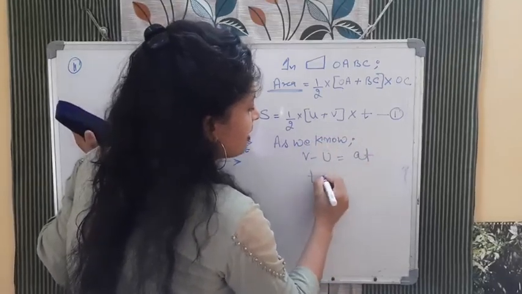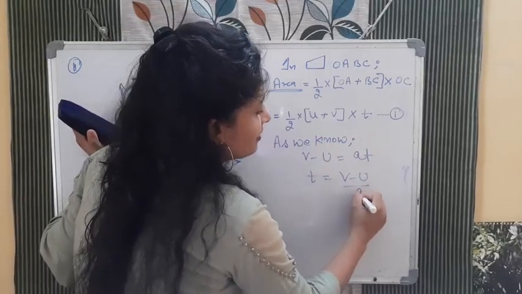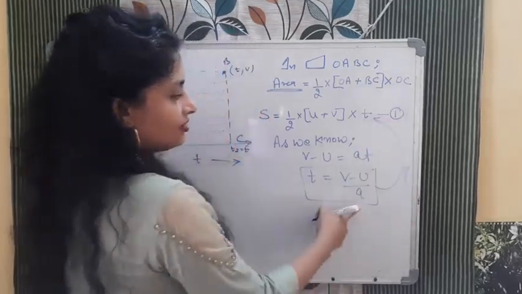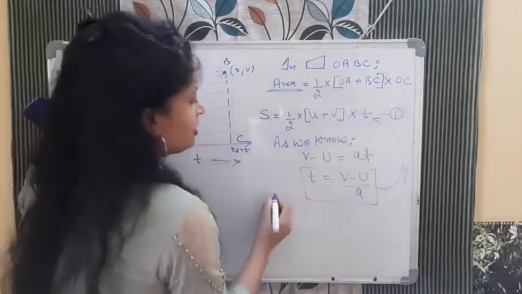So what will the time be from here? V minus U divided by A. Put this value of time in this equation. Put this value of time in this equation, and what will you get?